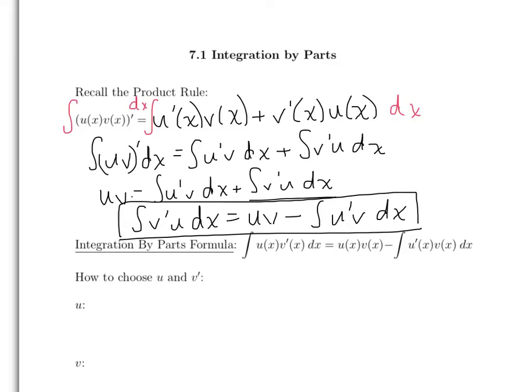We are going to need to do two things. We're going to need to choose a u and a v prime. We need to think about what's the best way to choose those things. How do we make that decision about what is u and what is v prime? That's what we're going to try to do now.